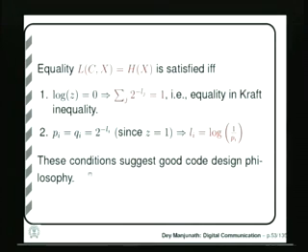So, these conditions suggest how to design a good code, because to achieve a small length, these conditions should be satisfied. The Kraft inequality should be satisfied with equality. We should try to achieve this quantity as near 1 as possible, and also the length should be almost equal to this to get a good code.